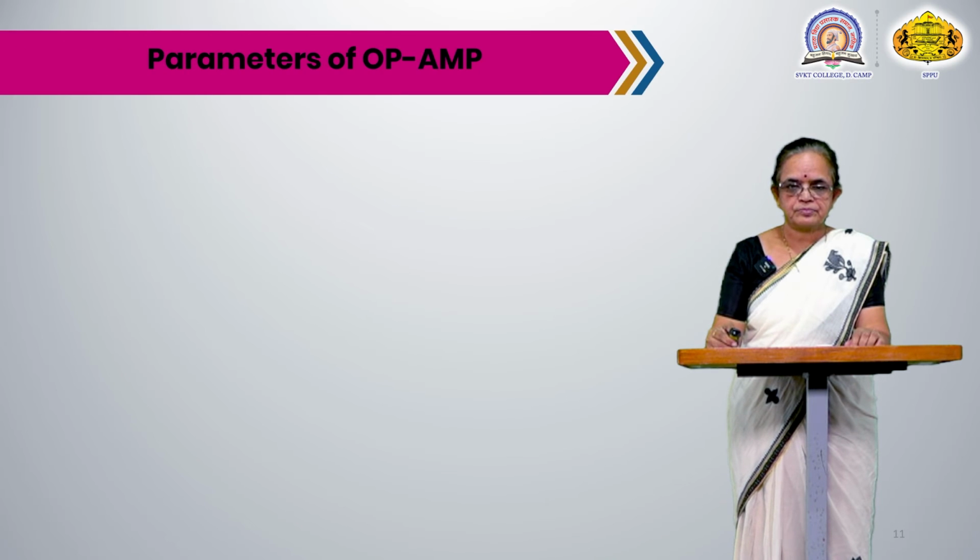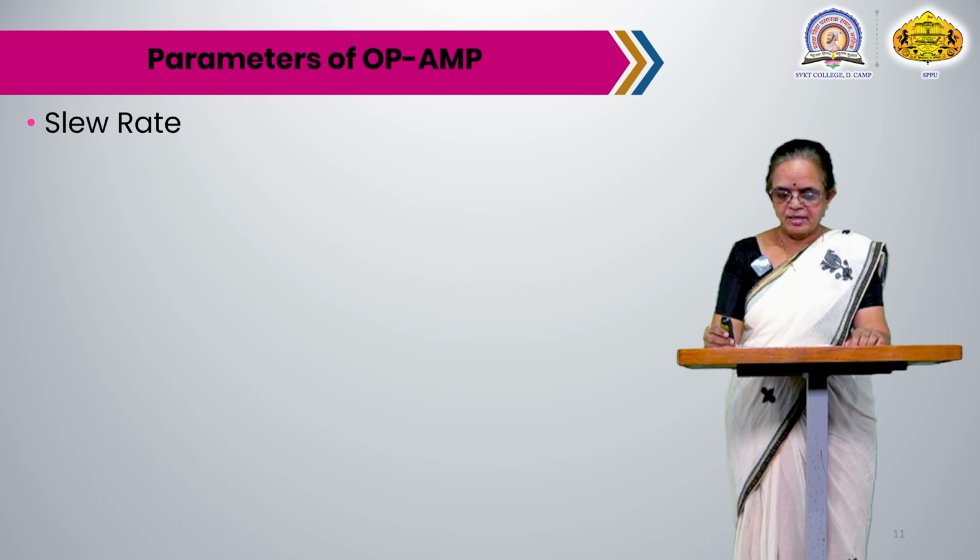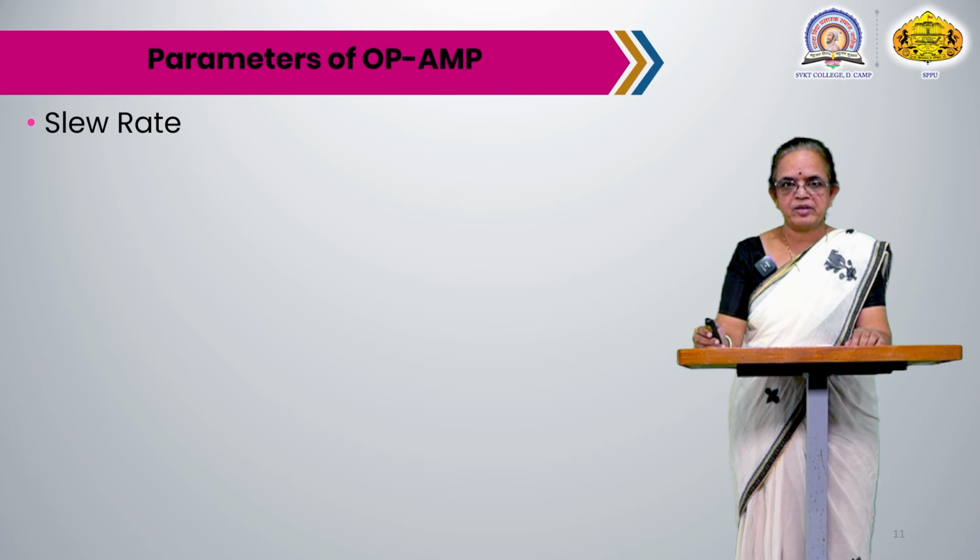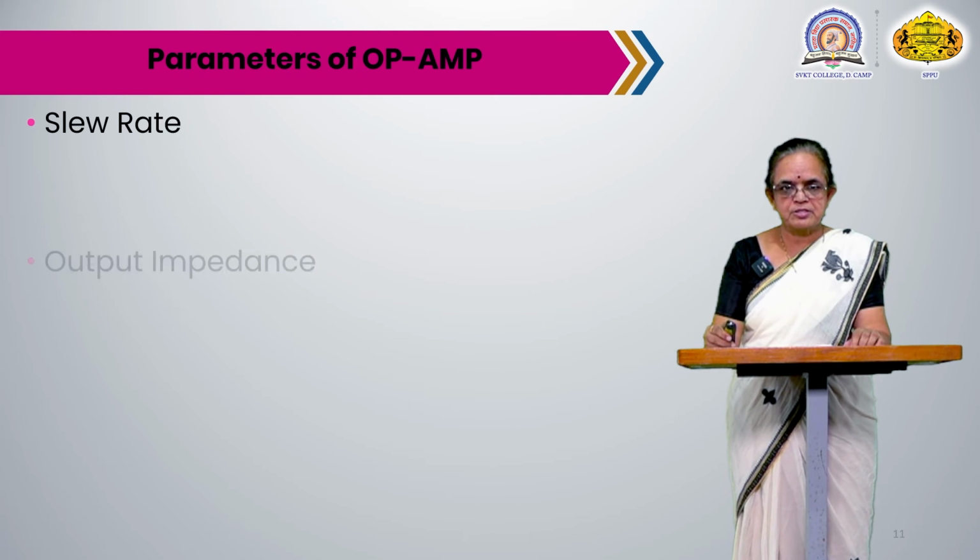Now, next parameter is slew rate. Slew rate is the ability of op amp to handle varying signal, or it is the rate of change of output voltage with feedback under large signal conditions.